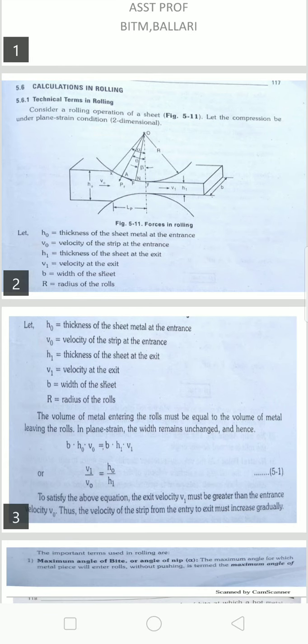Now we will discuss the relations used to solve numerical problems: what exactly the rolling load, rolling force, power, torque and other parameters are required for solving problems. We'll discuss them. So look at the picture. Consider a rolling operation of sheet, and let the compression be under plane strain condition, that is, a two-dimensional state of stress.